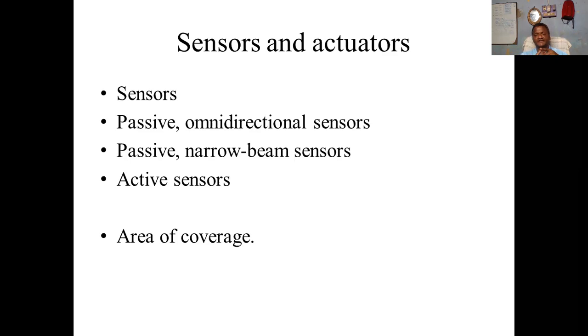All right. Next part of our node structure. Up to now we have discussed the transceiver, memory, controller, and power supply, and the next one is the sensors and actuators.